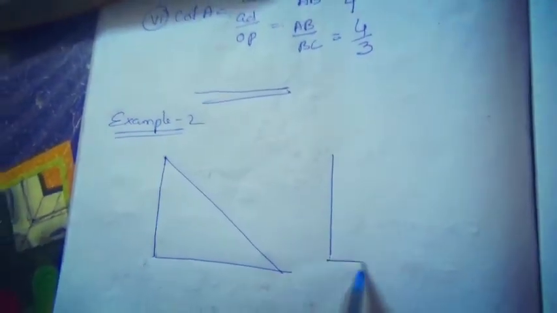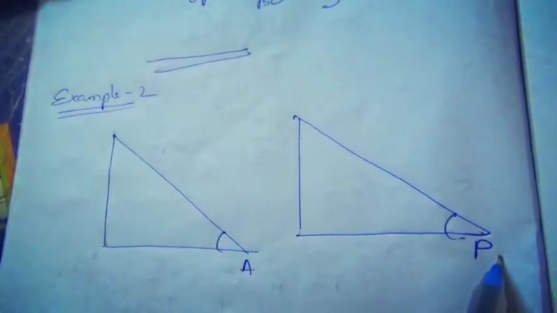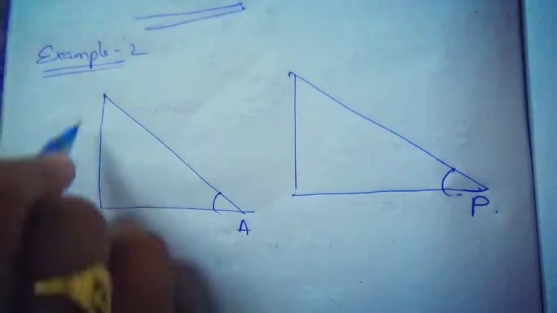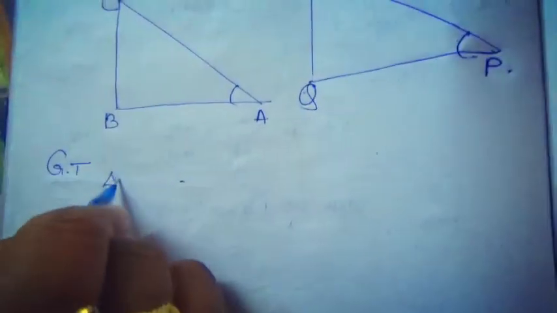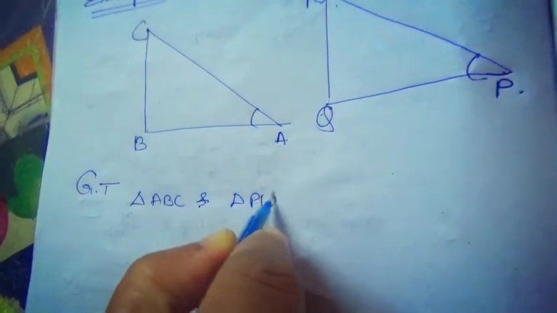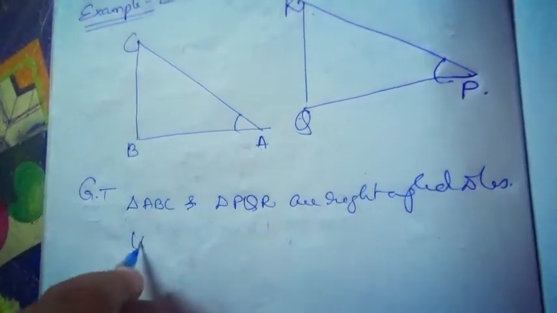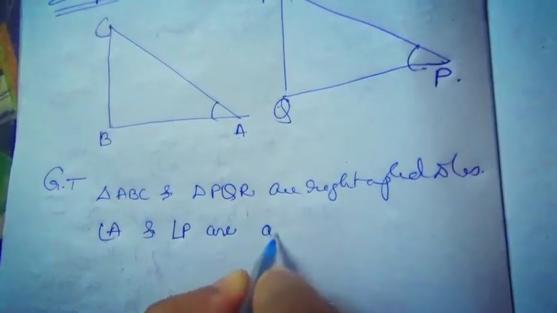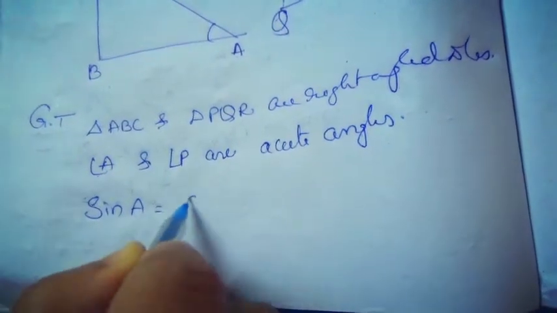First of all, we have to draw the two triangles for example 2. Look here, I am drawing two triangles, with angle A and angle P. Let us write the remaining vertices as A, B, C, P, Q, R. Given that triangles ABC and PQR are right angle triangles, angle A and angle P are acute angles, and the given condition is sin A is equal to sin P.